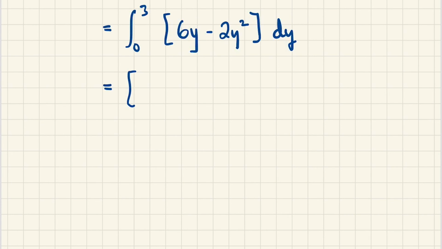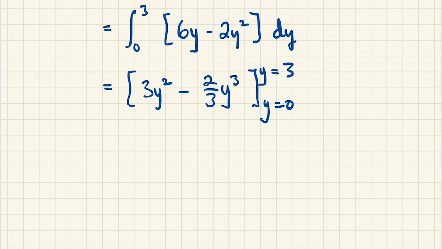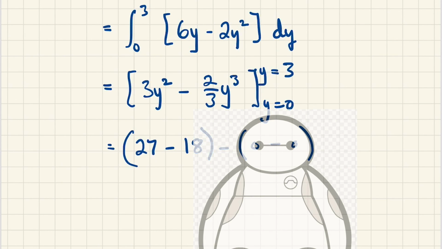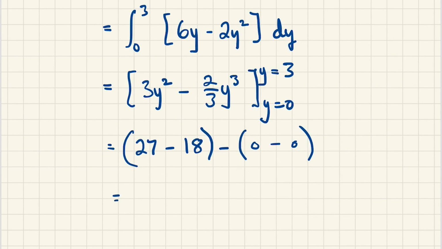Six y integrates to 3y squared minus 2/3 y cubed from 0 to 3. So we'll plug 3 in. 3 times 3 squared is 27. Okay, 3 cubed is 27, over 3 is 9, 2 times 9 is 18. And we'll plug 0 in. And we get an area of 9.